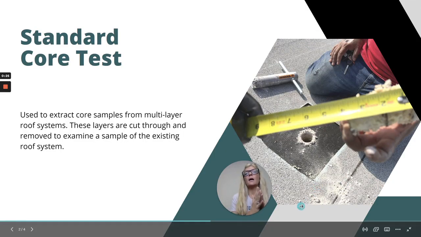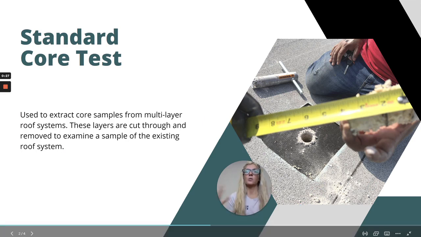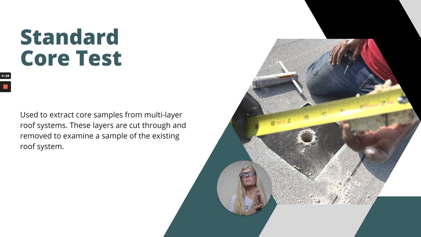So just starting out, what is core sampling and what is a core standard test? They're used to extract core samples from multi-layer roof systems, flat roof systems or low sloping. These layers are cut through and removed to examine a sample of the existing roof system.